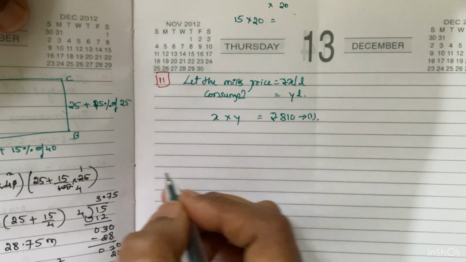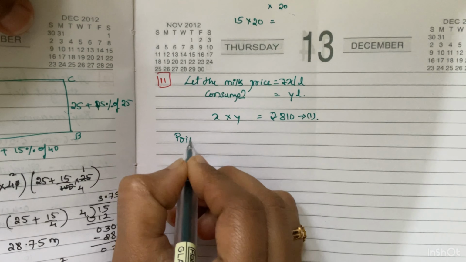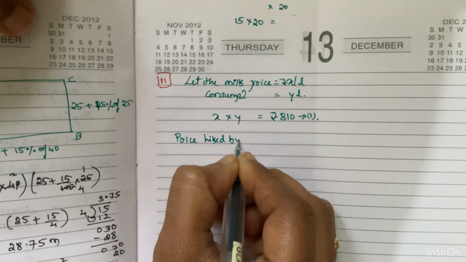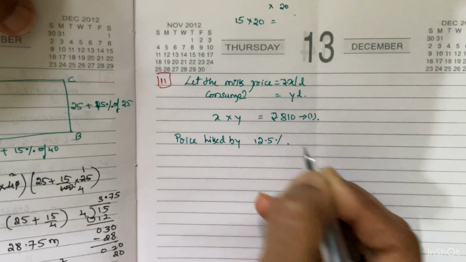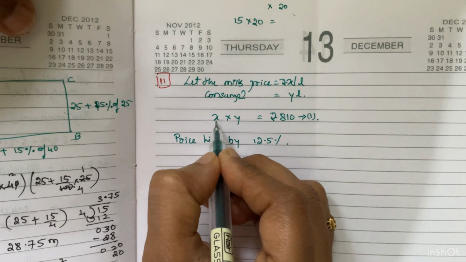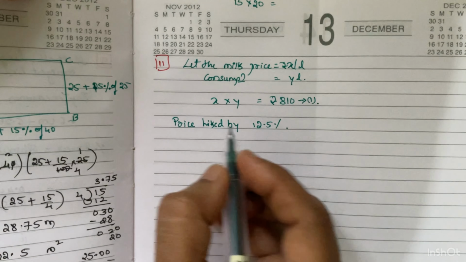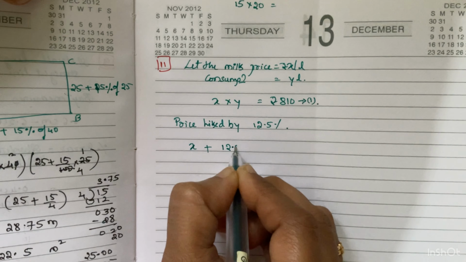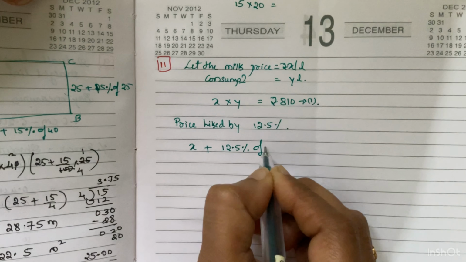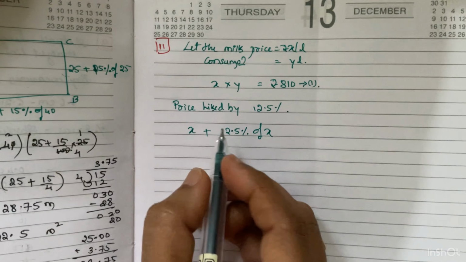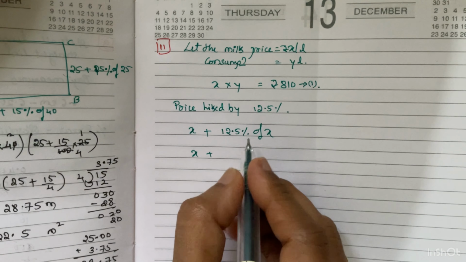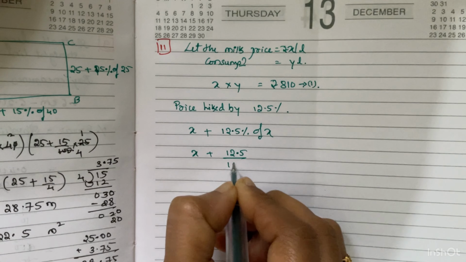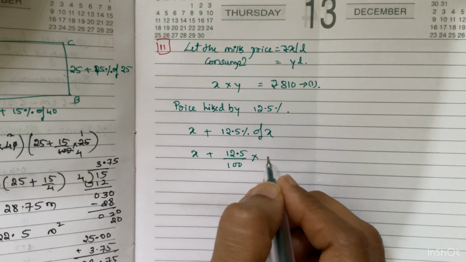Okay, now the price is hiked by 12.5%. Price hike means here we have considered rupees x per liter, so the original value is rupees x, which is hiked by 12.5% of x. So this we need to calculate. Let x be as it is. I'm going to write it as a fraction, converting to 12.5 by 100, replacing the percent with a multiplication sign in the place of x.